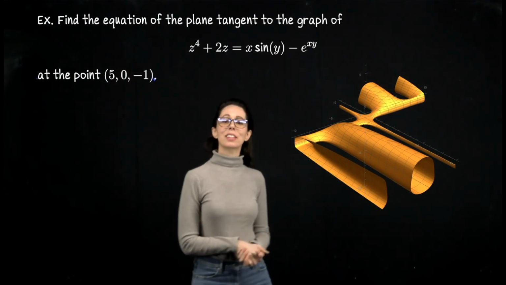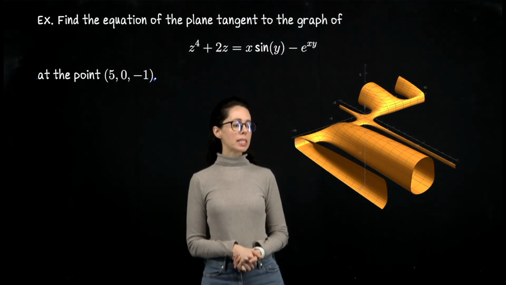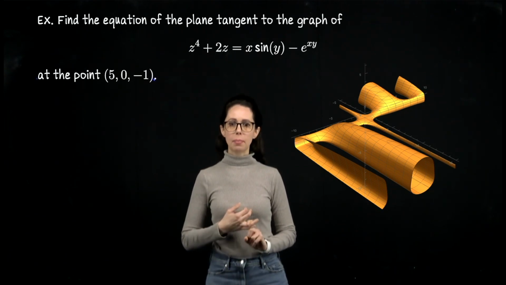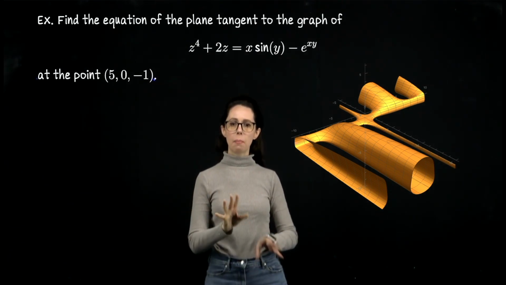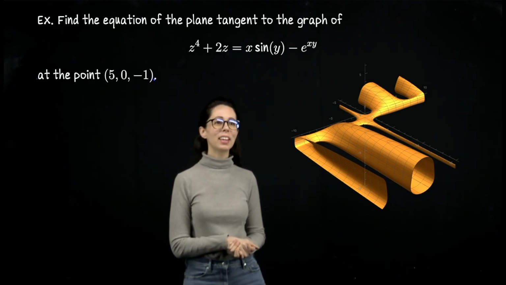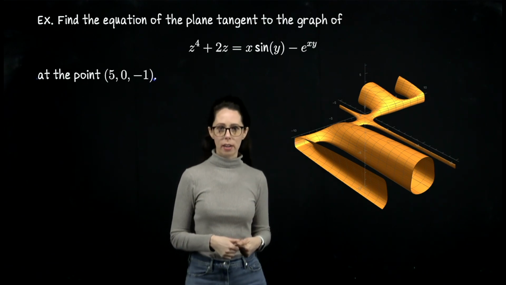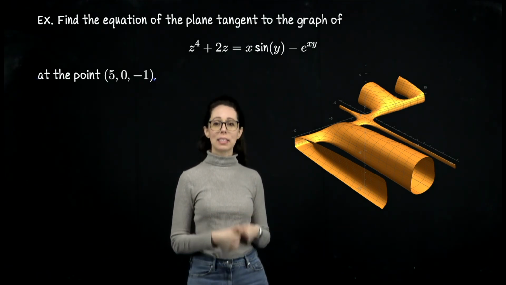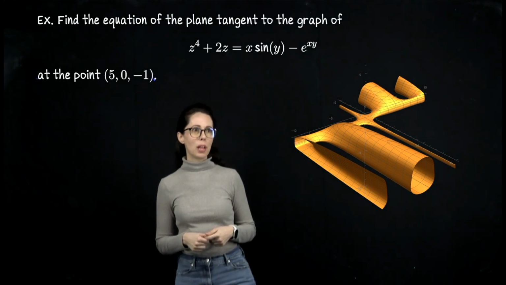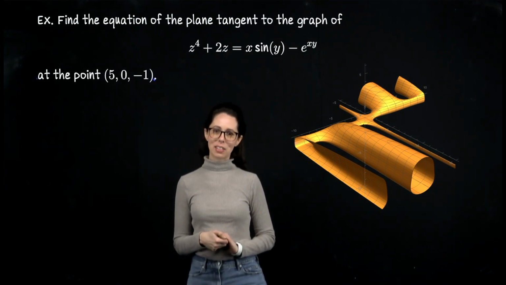This is our last exercise in this lesson, so I thought we could have a little conversation about this. I'm going to give you things to think about and steps to do. Let you do them. I'll come back and take you through the answers. Hopefully that's just verifying that you did everything correctly. So what we are looking at is an equation relating x, y, and z. Namely, z to the fourth plus 2z equals x sine of y minus e to the xy.